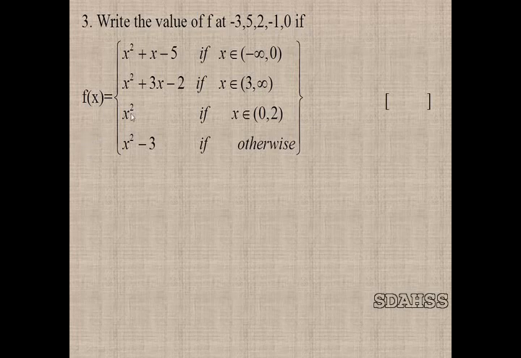Then f of x is equal to x square if x belongs to 0, 2. Here the value lies between 0 and 2. So here the value of x is 1. Only one value is there. Then f of x is equal to x square minus 3 otherwise. We want to find the values at minus 3, 5, 2, minus 1, 0.